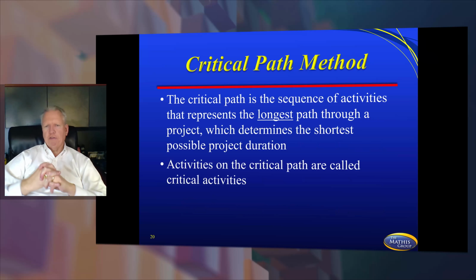The critical path is a sequence of activities that represents the longest path through the project, which determines the shortest possible duration. So if somebody wants to know the fastest you can do the project, it's the critical path. If somebody wants to know the shortest you can do the project, it's the critical path. The critical path activities are also called the critical activities.